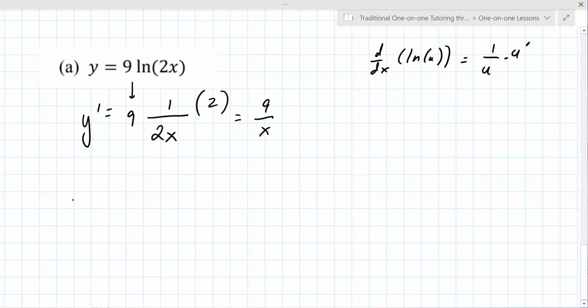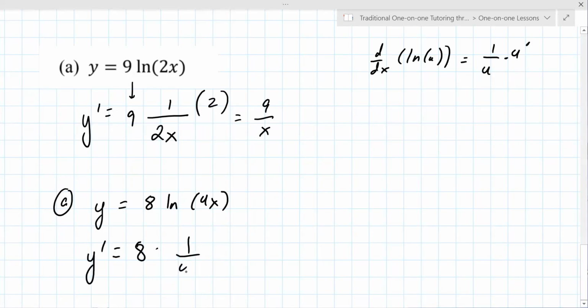Okay, so you try one here. It's probably better to do it in this order, if that's okay. So let's go with 8 natural log of 4x. You said the constant comes down with it, and then the ln is 1 over 4x times 4 over 1. So then that becomes 8 over x. Yes.